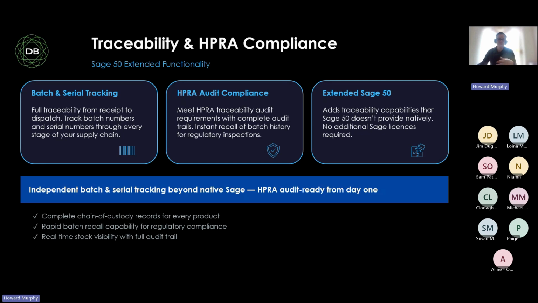So to summarize this section, BarScan gives you independent batch and serial tracking that goes beyond what Sage provides natively. It makes you HPRA audit ready from day one with complete chain of custody records and real-time stock visibility with a full audit trail.